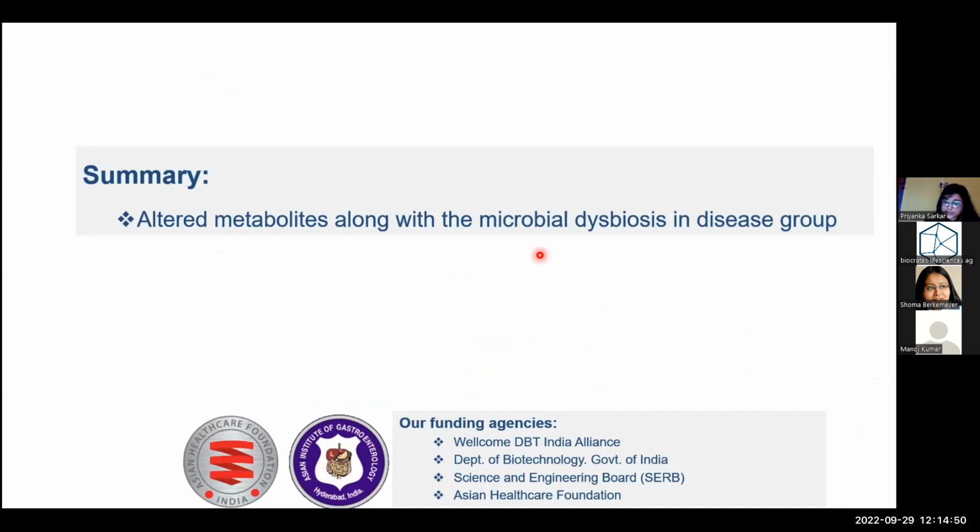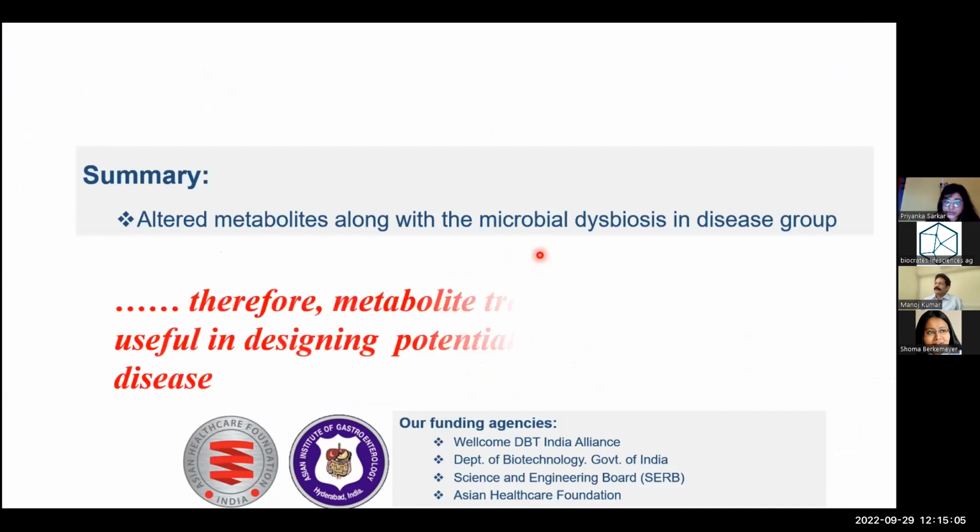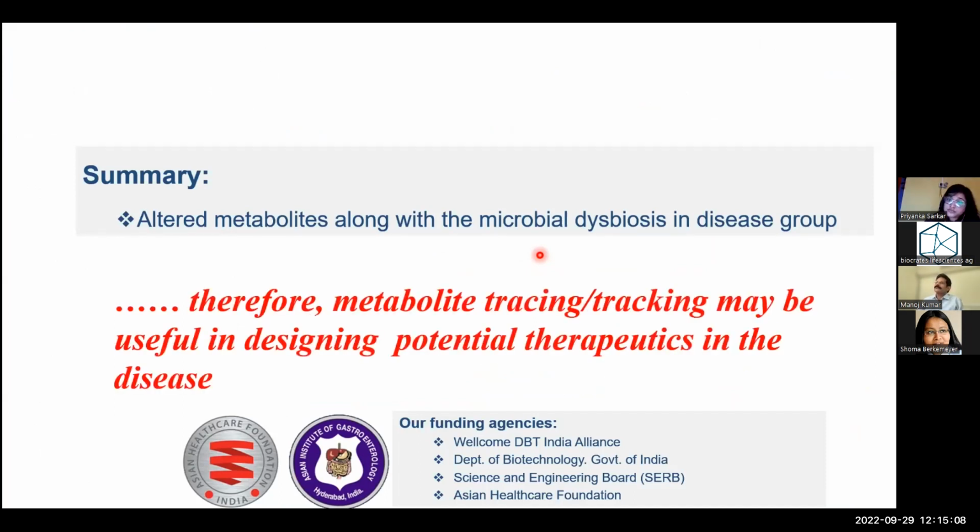Since I already explained this is a small talk, we are very basic in the metabolite field and we are trying to spread our wings in that. In summary, all our research work has shown that we have altered metabolites along with microbial dysbiosis in the disease group. We are also hoping that we can create a biomarker panel based on plasma metabolome and metabolite tracing if possible, to predict the disease severity as well as design potential therapeutics in the disease.